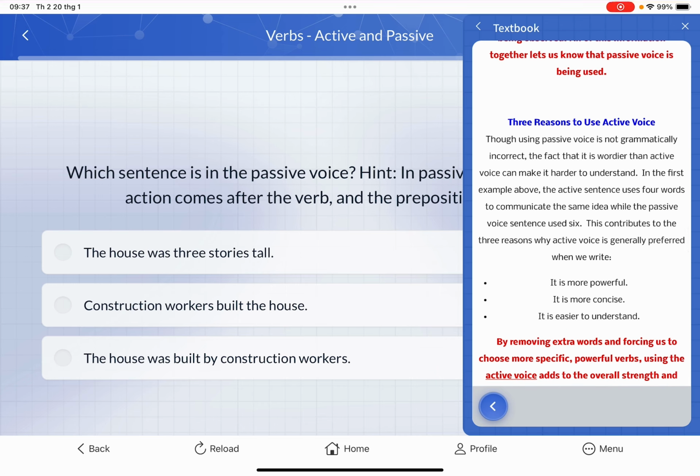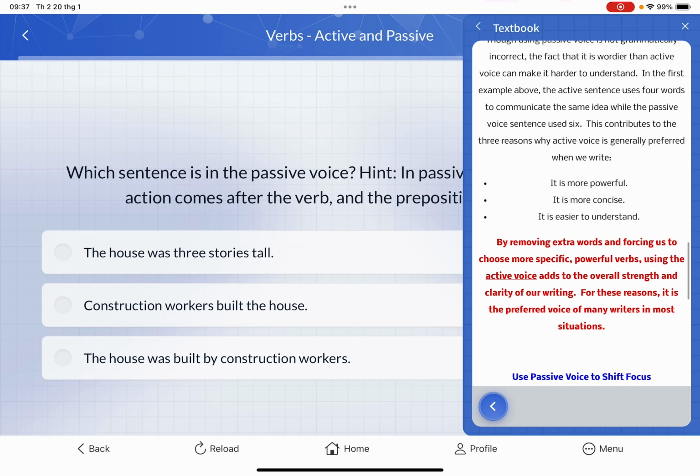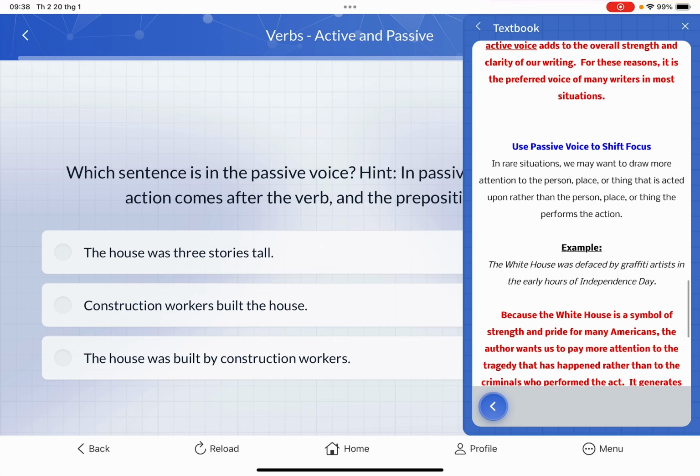This contributes to 3 reasons why active voice is generally preferred when we write. The first is that it is more powerful. The second is that it is more concise. And the third is that it is easier to understand. By removing extra words and forcing us to choose more specific, powerful words, using the active voice adds to the overall strength and clarity of our writing. For these reasons, it is the preferred voice of many writers in most situations.